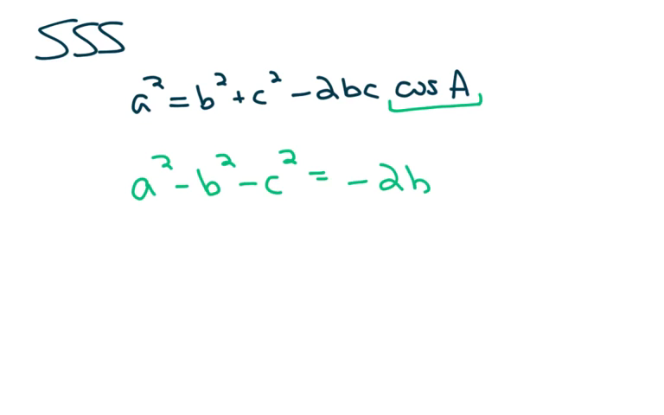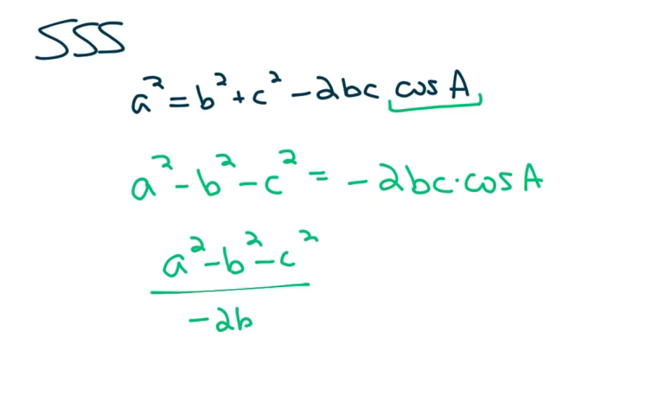No, you cannot get rid of the negative 2bc, and the reason is because it's being multiplied by the cosine of A. Because after you move anything that can be added or subtracted, the next step is to look for things that you can multiply or divide. So because it's being multiplied by the cosine of A, I can divide it. And this is the equation that I can use to find angle A by using the law of cosines.